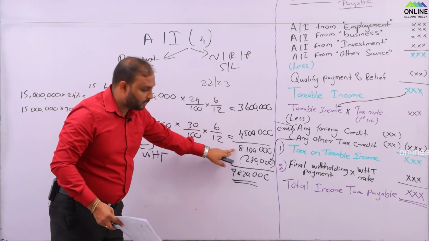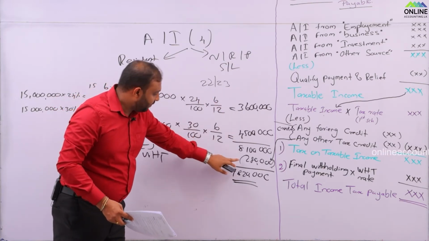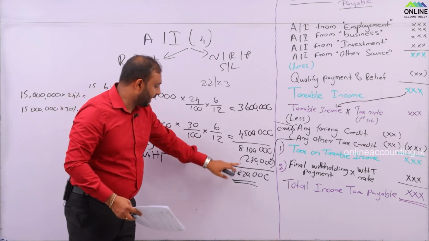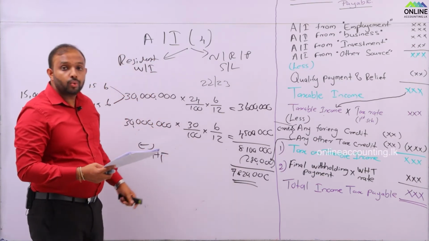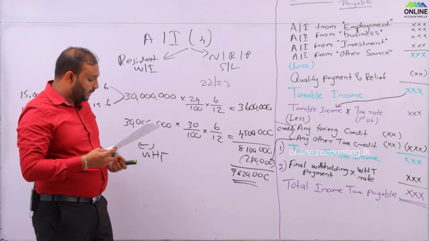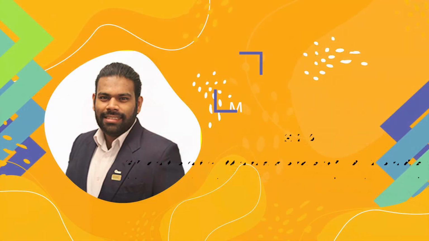So total income tax payable is 8.1. Out of that we can deduct the WHT credit 280. So the final amount is 7820. Right, so this is the example. So question number 2.